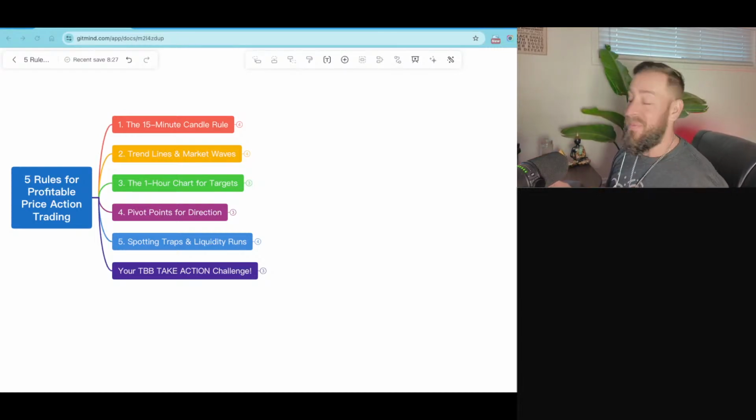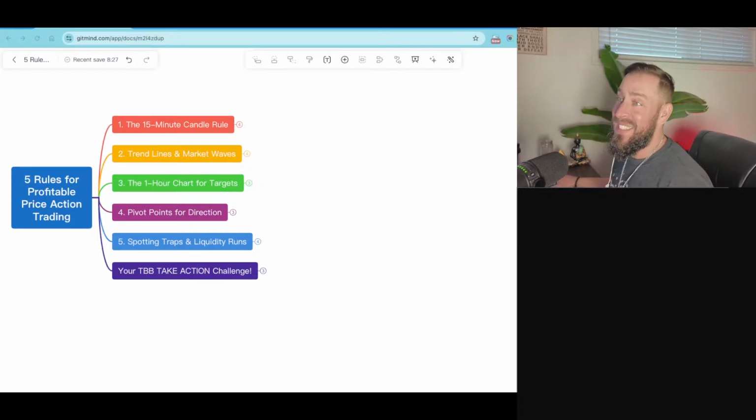That's not random. It's a trap. The market is designed to trick you into taking bad positions and take your money. But if you know how to spot these setups, you can profit from them instead.